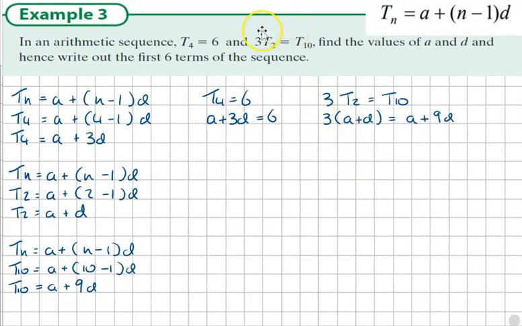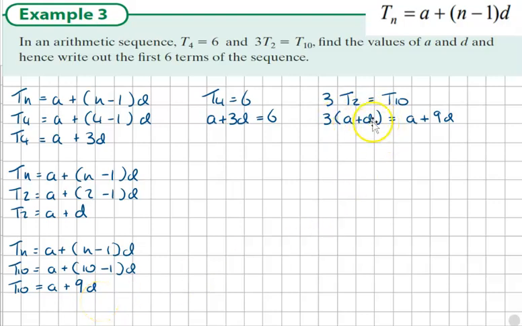Then we go back to our question again. So we have 3 times T2 is equal to T10. So 3 times T2 is equal to T10. We replace T2 with a plus d and a set of brackets around it. That's really, really important that you've got the set of brackets around it. And that's because we worked out T2 to be equal to a plus d. And then T10 we replace with a plus 9d, because we worked out T10 to be a plus 9d.